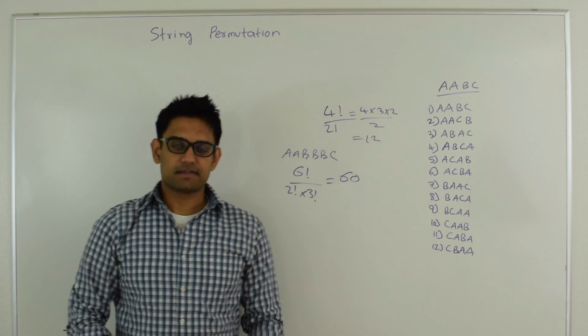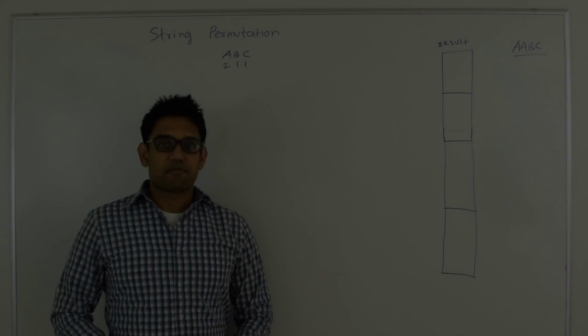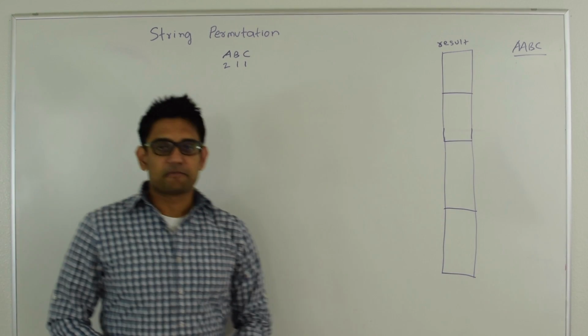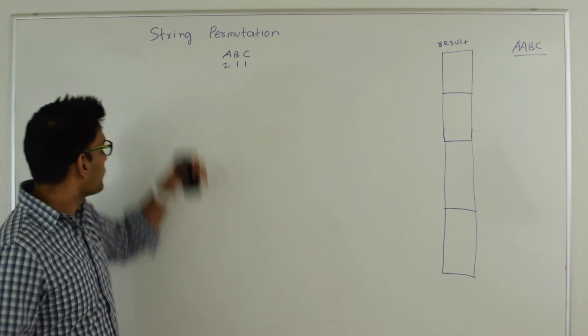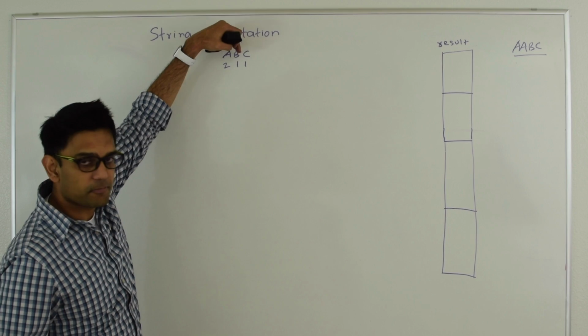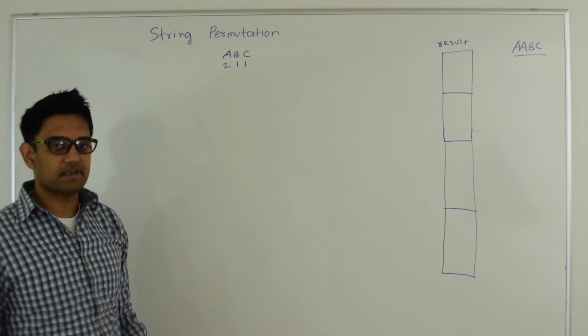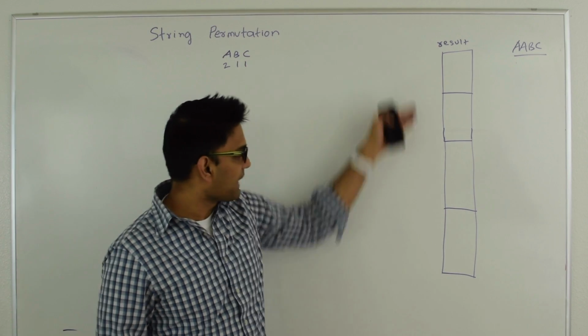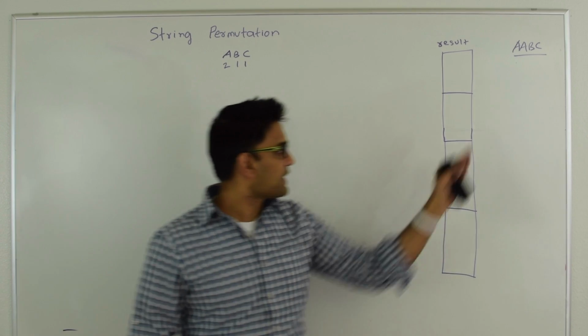So next, let's see how we're going to solve this problem. For input string AABC, first we create a count array. So there are 2 counts of A, 1 count of B and 1 count of C, and notice how ABC is sorted. Then we take a result array which is of the same size as my input, so in this case 4.